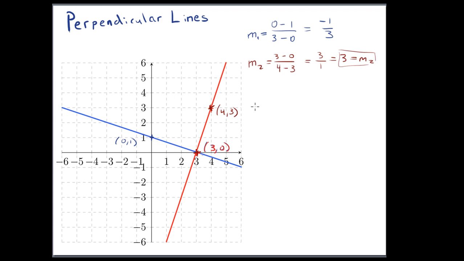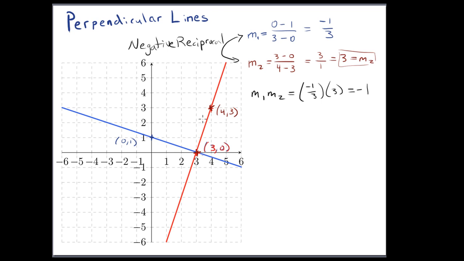Ooh, interesting. This is different. Let's take a look at these two slopes. And what we do is we multiply them together, and we get negative 1/3 times a positive 3. That gets us negative 1. And this relationship is called the negative reciprocal. So they have a negative reciprocal relationship. That is to say, they multiply to give us negative 1. And if that's the case, then we have perpendicular lines.